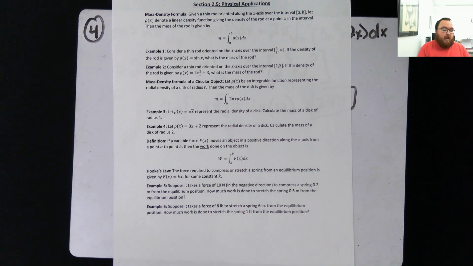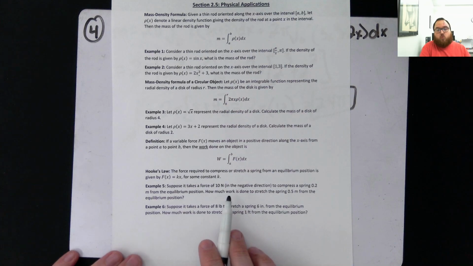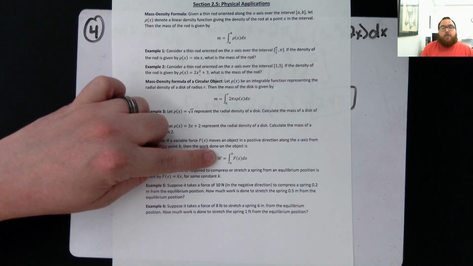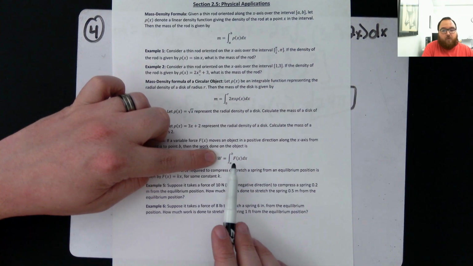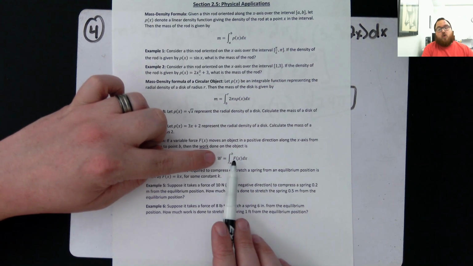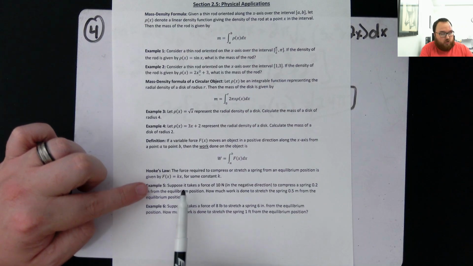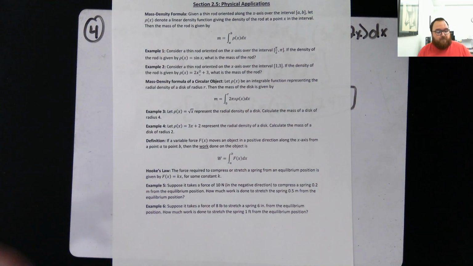So, example number 5, suppose it takes a force of 10 to compress a spring 0.2 meters from the starting point. How much work would be done to stretch it 0.5 from the starting point? So it's asking for the work. How much work? So I want to use this. But before I can use that, I've got to know what the force is. So I'm going to use Hooke's law to see what that is, okay?